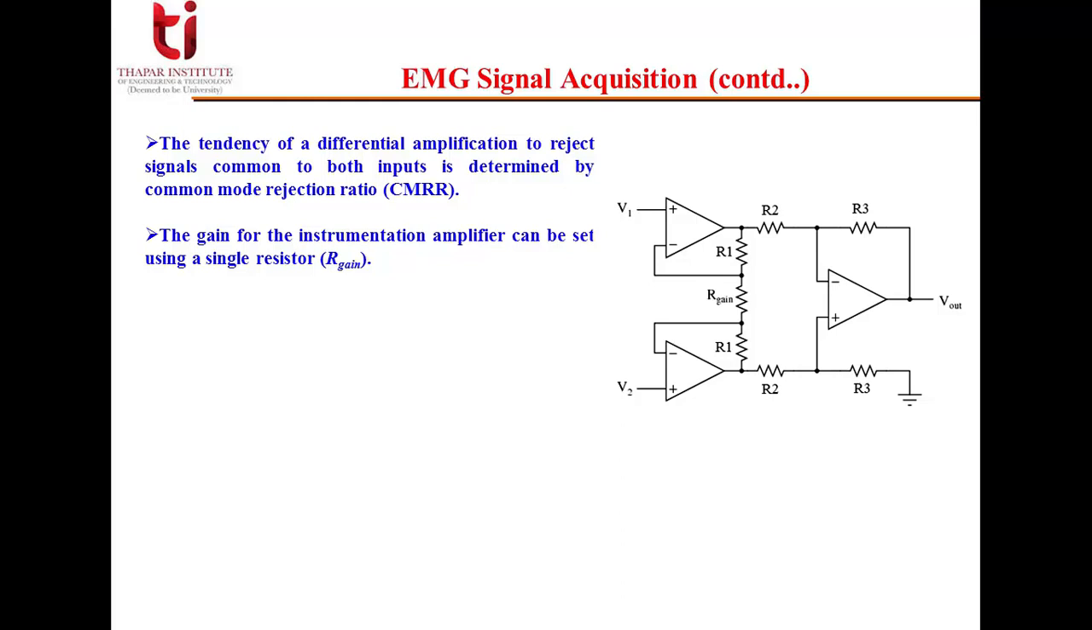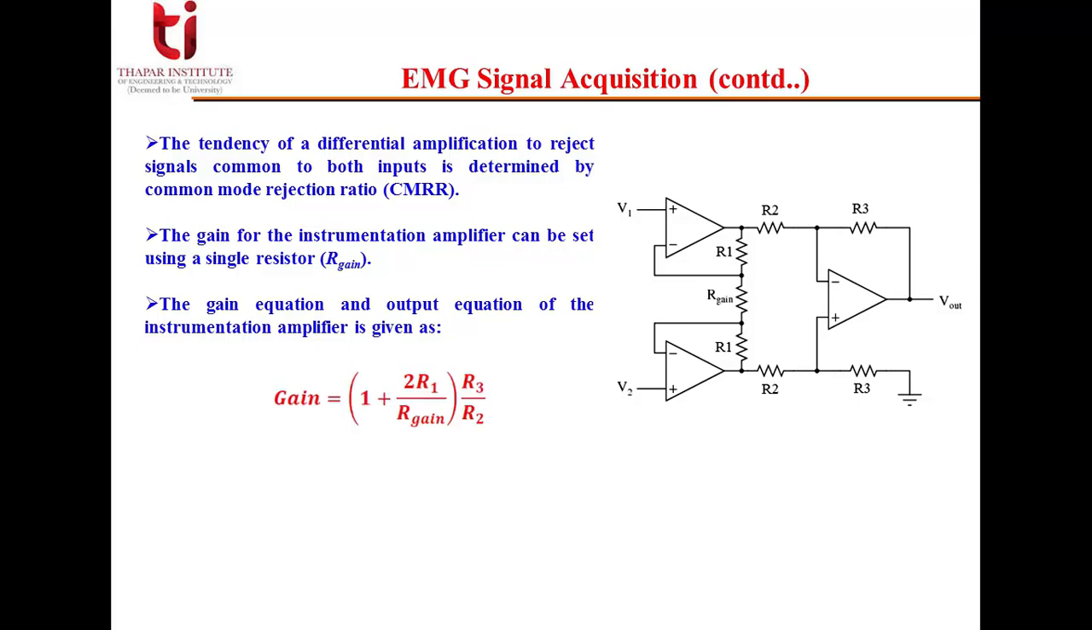The gain for this instrumentation amplifier can be set. We can set the amplification gain by changing this R gain in the figure. The gain equation and the output equation of the instrumentation amplifier can be obtained as follows. The gain equation is equal to 1 plus 2 R1 by R gain, whole multiplied with R3 by R2. Then we have the output equation as V2 minus V1, which is nothing but the difference of the two inputs, multiplied by the gain we have achieved.